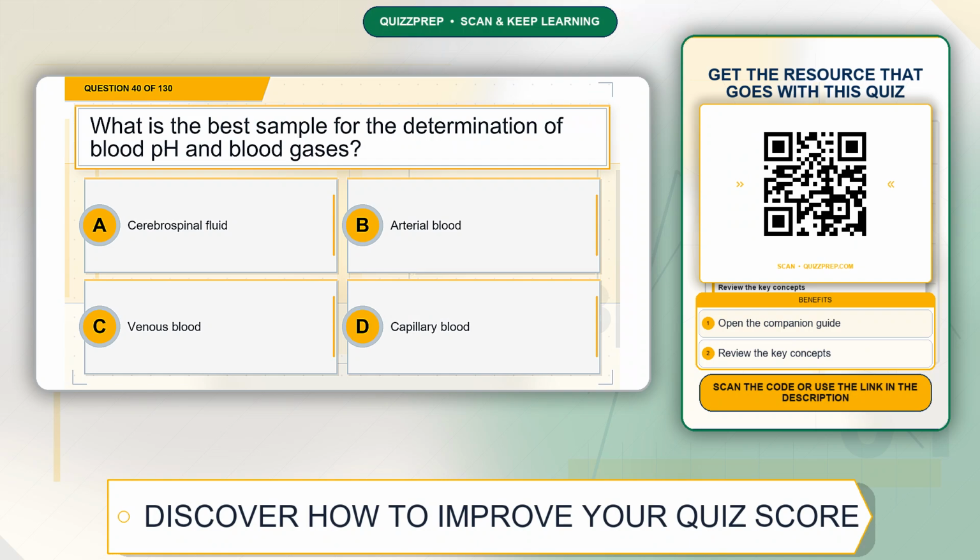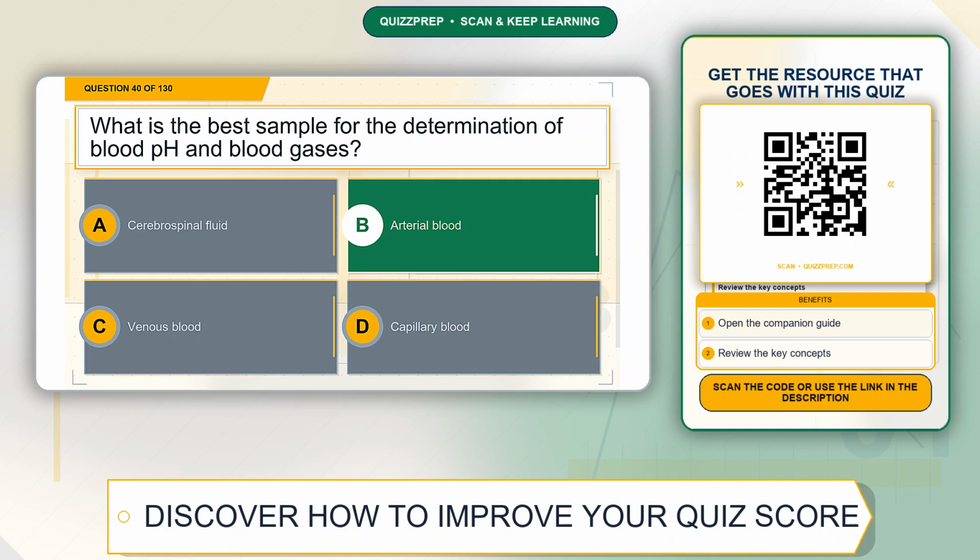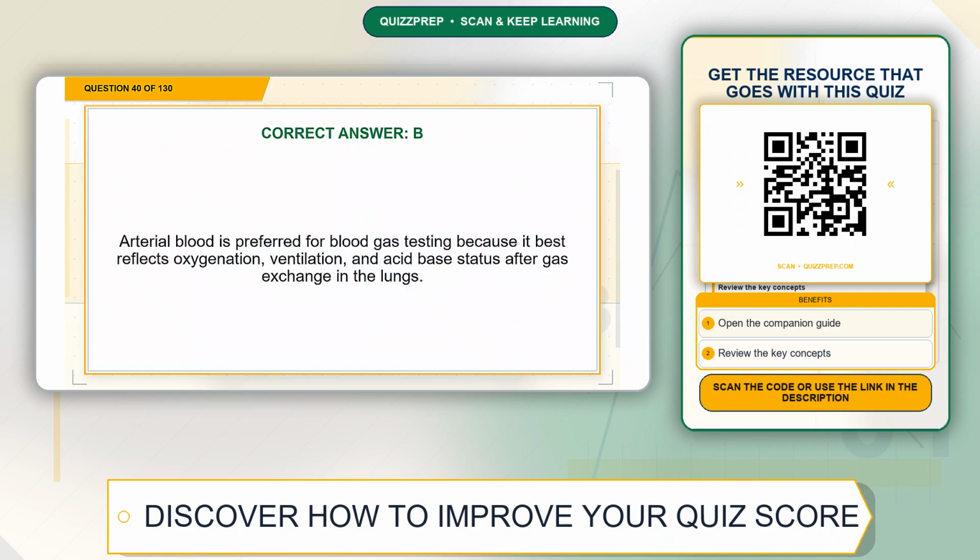Question 40. What is the best sample for the determination of blood pH and blood gases? Option A, cerebrospinal fluid. Option B, arterial blood. Option C, venous blood. Option D, capillary blood. The correct answer is option B, arterial blood. Explanation. Arterial blood is preferred for blood gas testing because it best reflects oxygenation, ventilation, and acid-base status after gas exchange in the lungs.